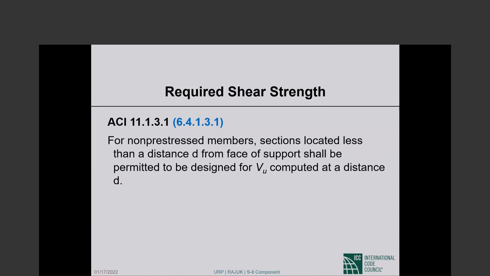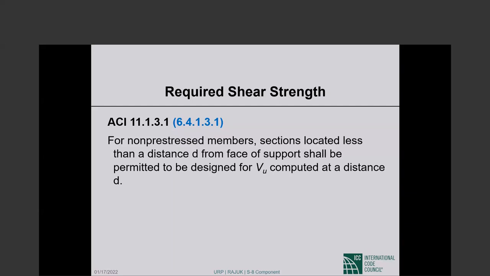For non-prestressed members, sections located less than a distance d from the face of support shall be permitted to be designed for V sub u computed at a distance d. This is very important. We call it the critical section for shear design. So you do not typically have to design a beam for the shear at the support face. We typically design a beam for shear, or diagonal tension, as I have pointed out, for shear at a distance d from the support face.